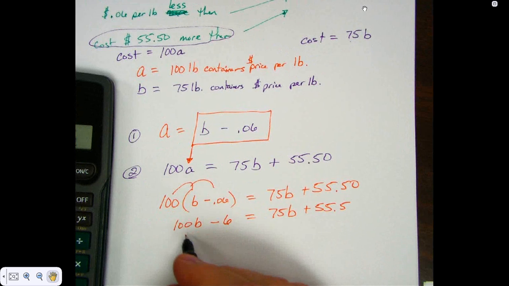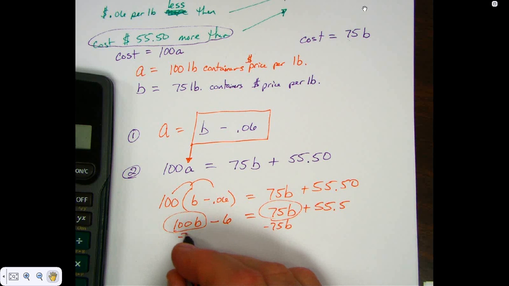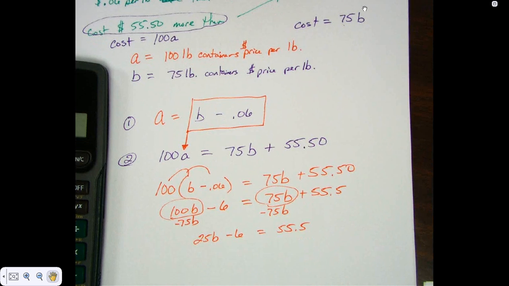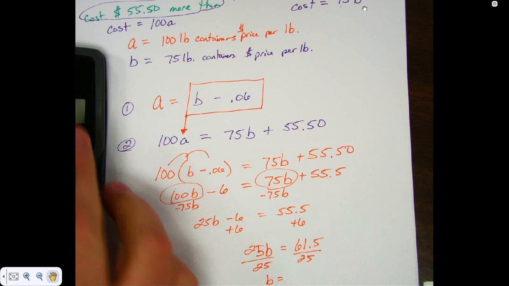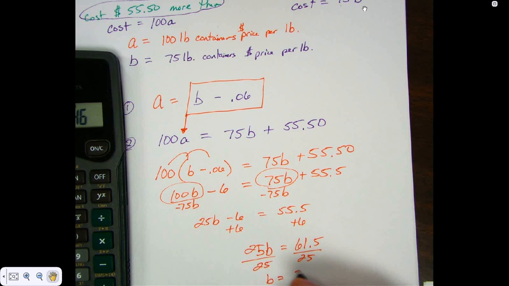Now, I need to get my B terms on one side, everything else on the other. So what am I going to do? Subtract 75B. You could go either way. That would leave me with what? 25B minus 6 is equal to 55.5. What's my next step, guys? Add 6 to both sides. I get 25B is equal to 61.5. What am I going to do now? Divide both sides by 25. Now's when I need the calculator. B is equal to 2.46. 61.5 divided by 25 was 2.46. So that's how much this one costs per what? Per pound.